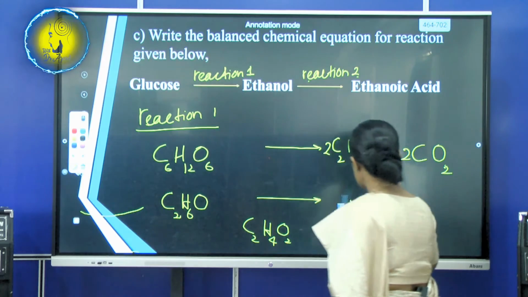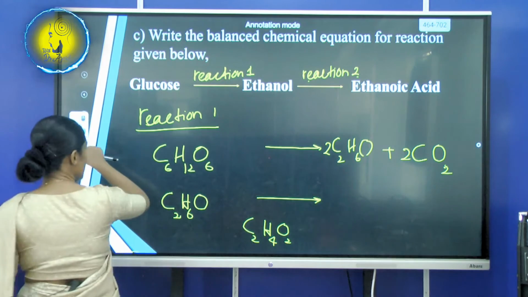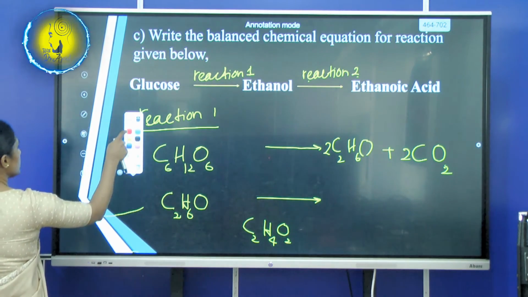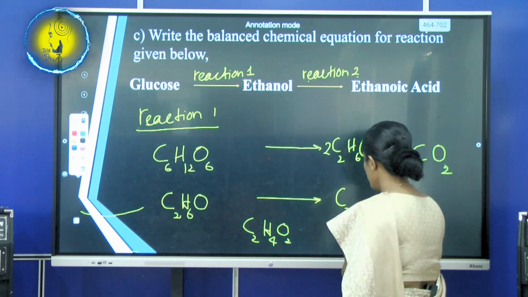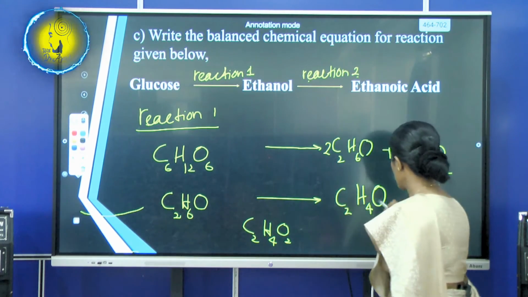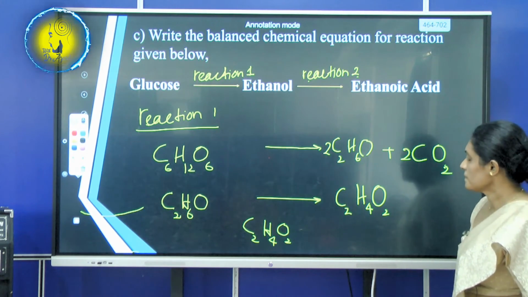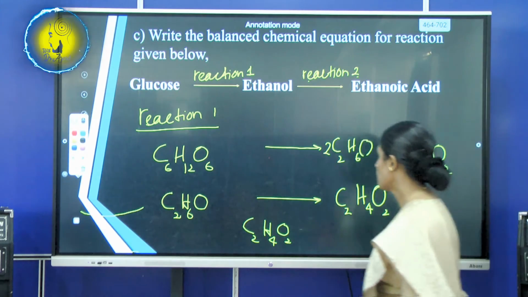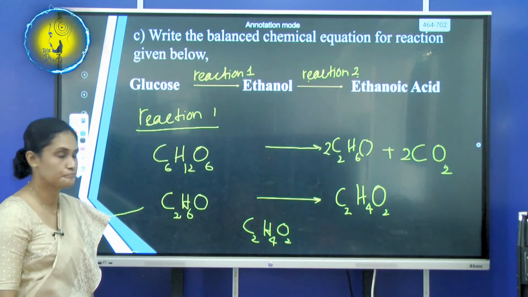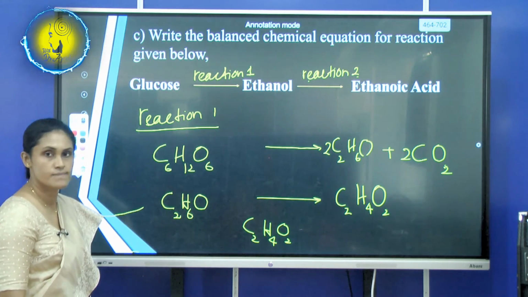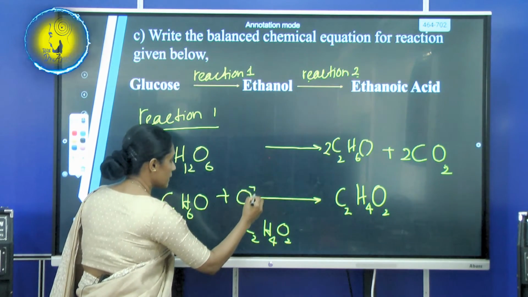I'm going to clean this. I wanted to show you how it comes. That's why I wrote it. Now I'm going to change it to a structural formula. So let's write C2H4O2. Now what are you going to do? How are you going to balance this one? What will happen? We have to write oxygen here.